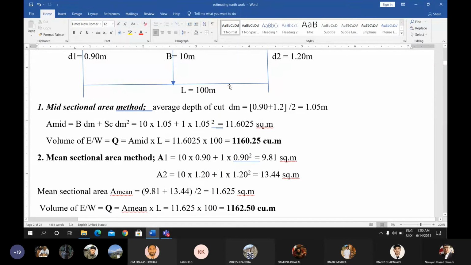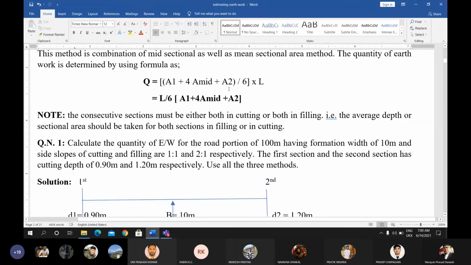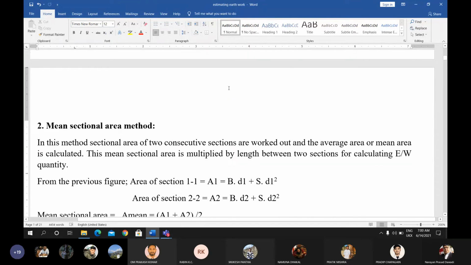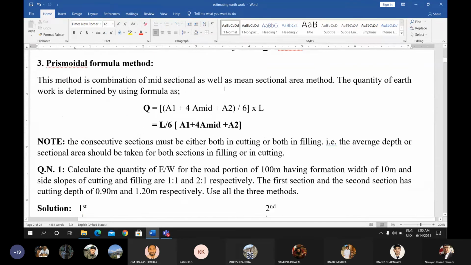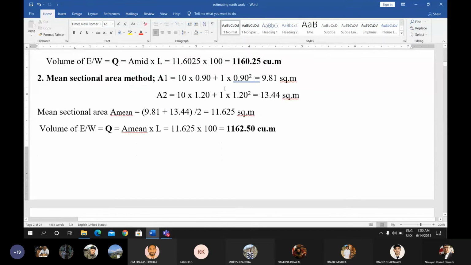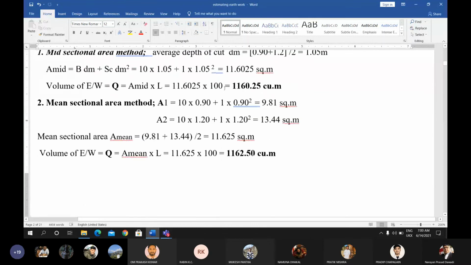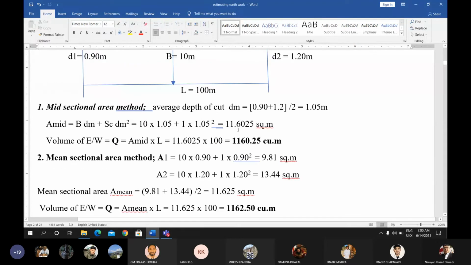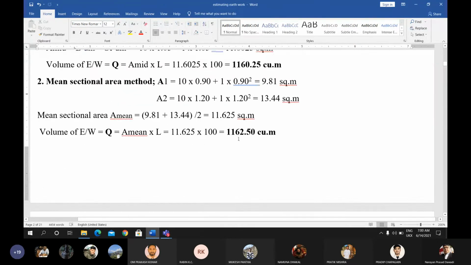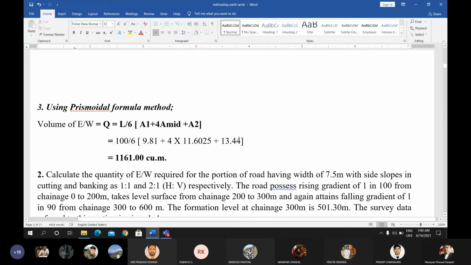I was just showing you how the quantity can be calculated using different techniques: the mean section area method, the mid section area method, as well as the pyramidal formula method. These are the three methods. If you are asked in the question to find the quantity of each item using a specific method, then you have to do it in this way. You can utilize the formula in this way. So this is the simple sample.